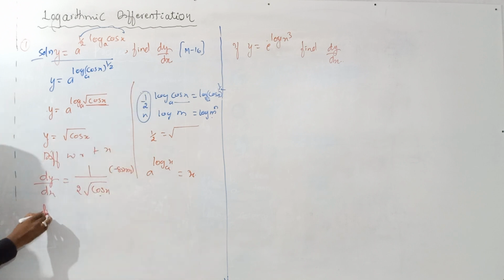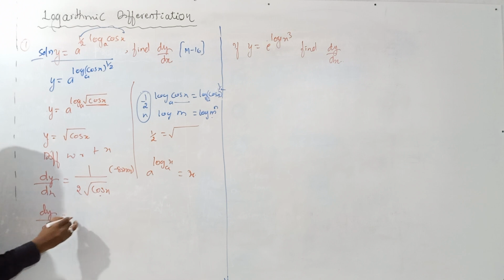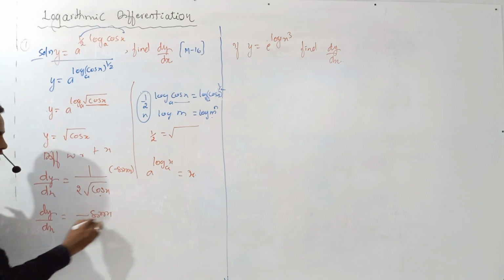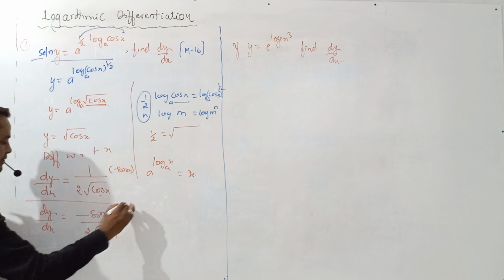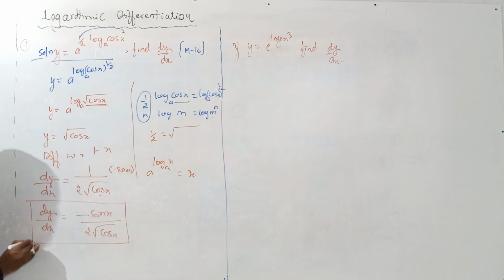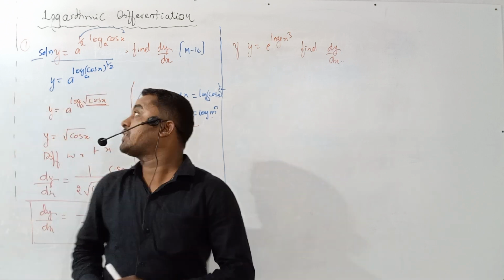Now dy by dx is equal to 1 into minus sin x divided by 2 root cos x. This is the final answer. It's very simple. Look at it once again.